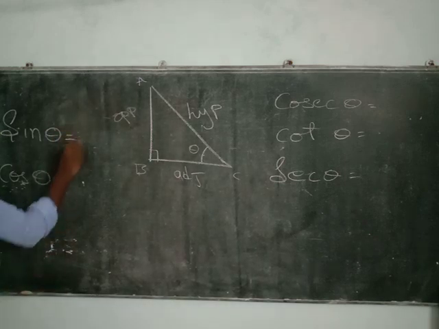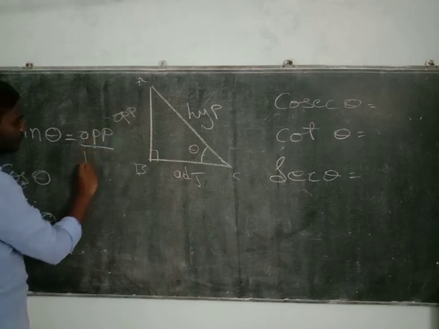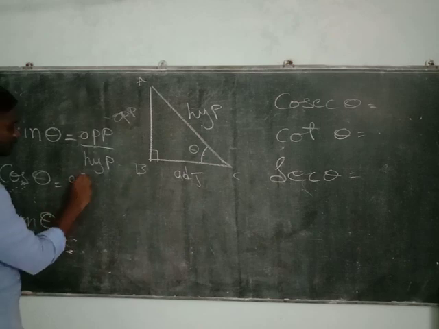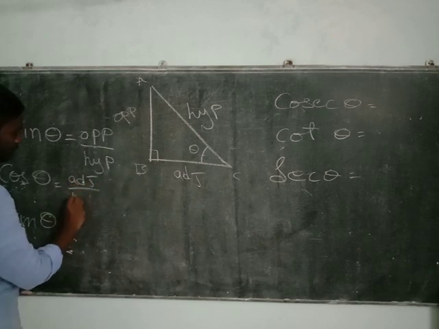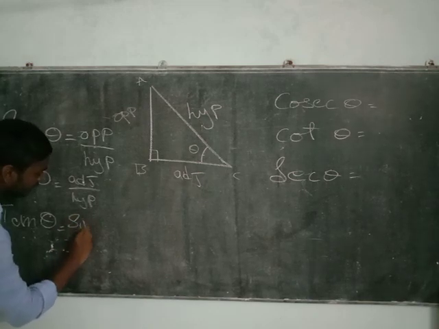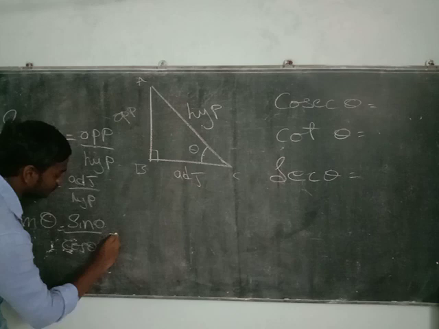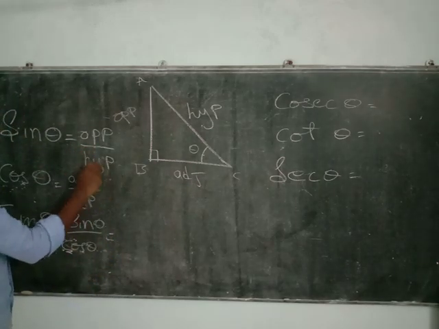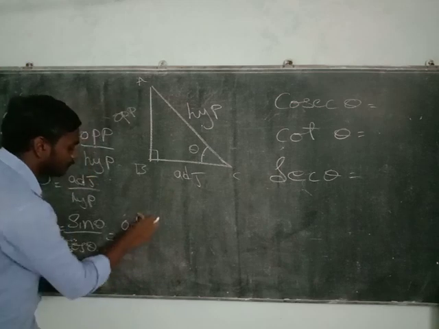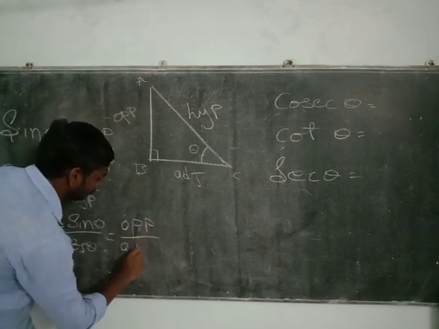So sin theta is nothing but opposite by hypotenuse. You have to remember this. Cos theta is adjacent by hypotenuse. Tan theta means sin theta divided by cos theta. When we divide these two, hypotenuse gets cancelled, and we get opposite by adjacent.